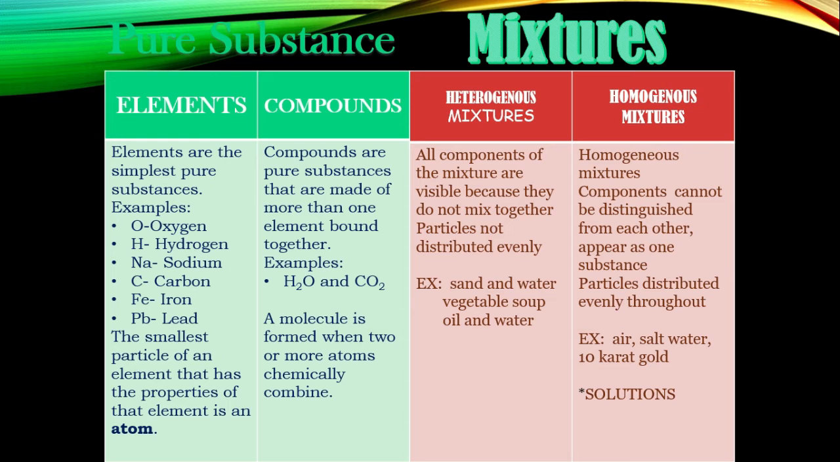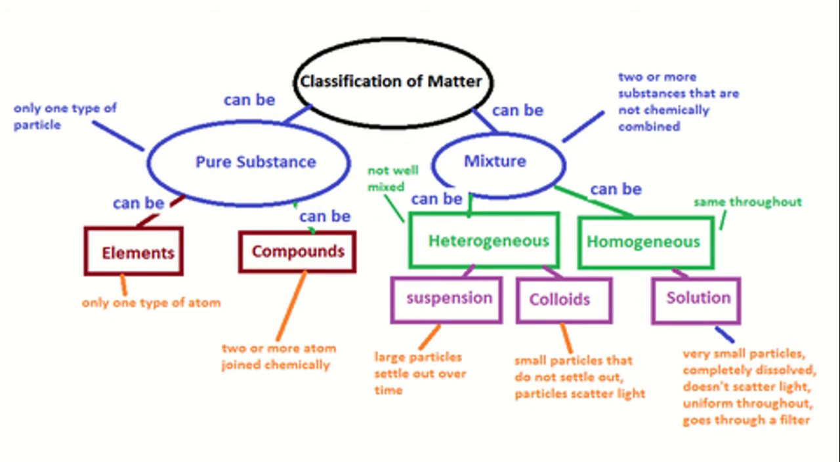Compounds are pure substances that are made of more than one element bound together, such as your water and then carbon dioxide. The smallest unit of a compound is called a molecule. Molecules are formed when two or more atoms chemically combine. Compounds are substances which are composed of two or more elements, such as your table salt. Now, table salt is composed of two different elements, which are your sodium and chlorine. So long as these substances are combined chemically or are joined by a chemical bond, then that means it is under compounds. Another is your table sugar.